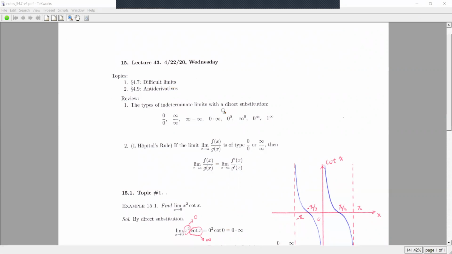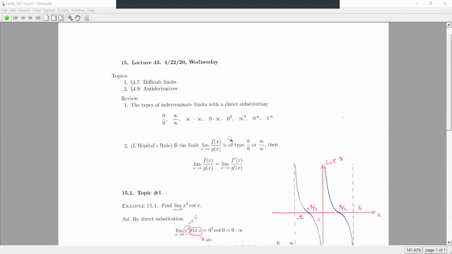When we compute a limit with a direct substitution, plug in A in X, if we get one of these, then we cannot tell the limit. Direct substitution fails, and the limit is called a difficult limit. To find a difficult limit, we need to turn to some other method. One of those methods is L'Hopital's rule.